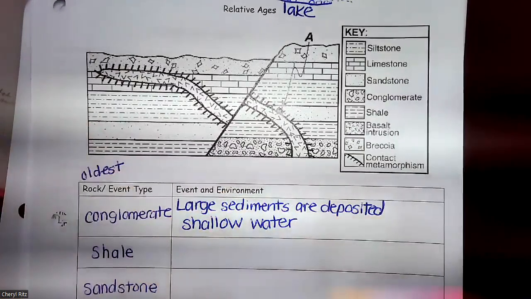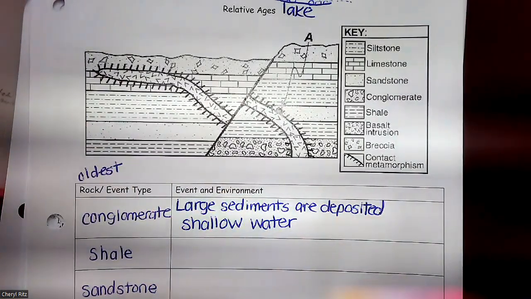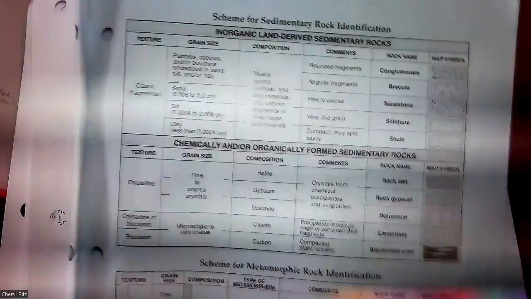So the large sediments don't make it very far out into the lake. So we say the large sediments get deposited in shallow water. We have to do this for each layer that's listed. Let's do another one. Shale.